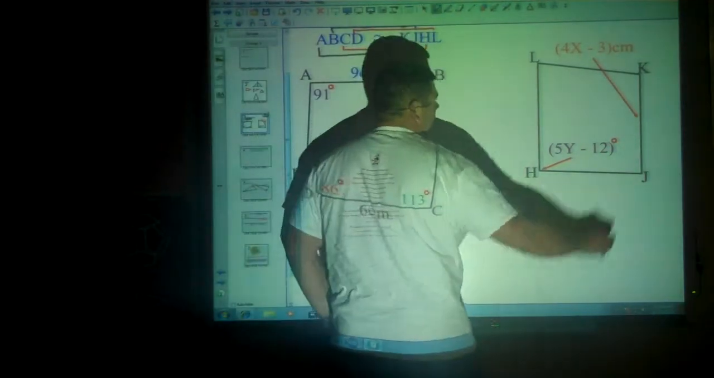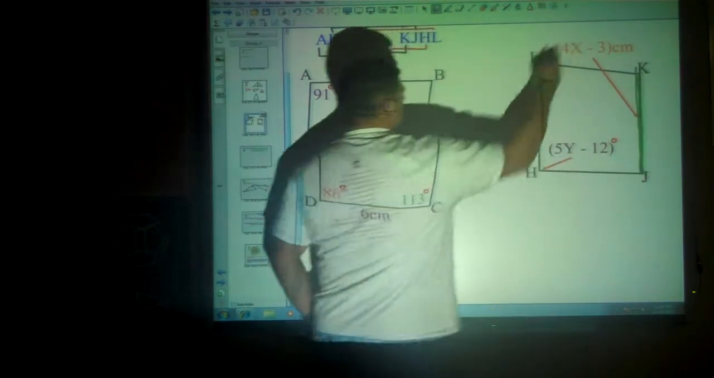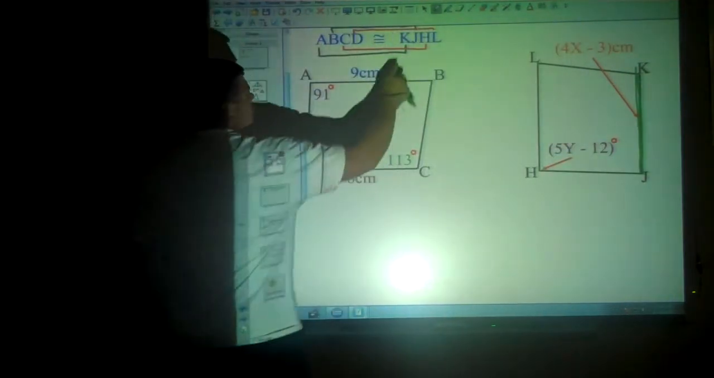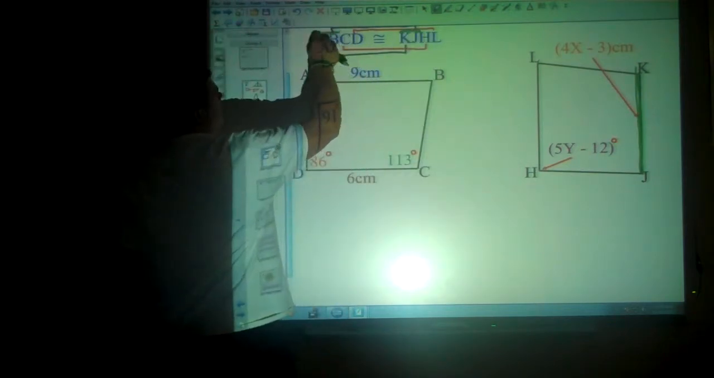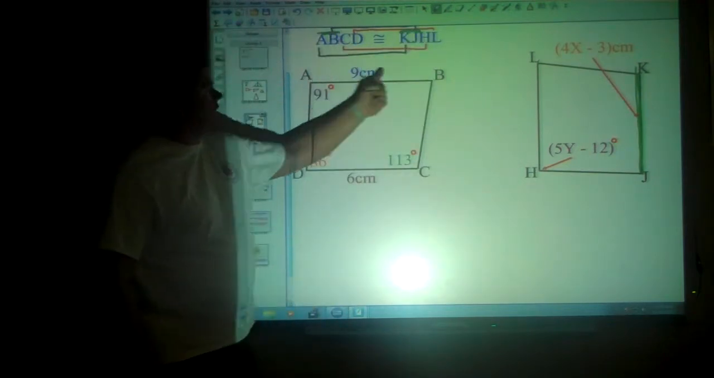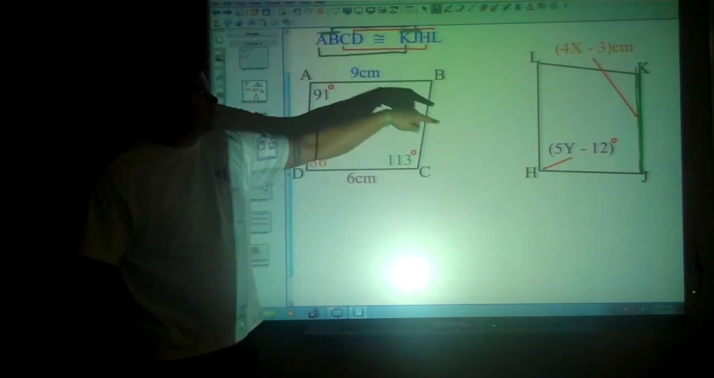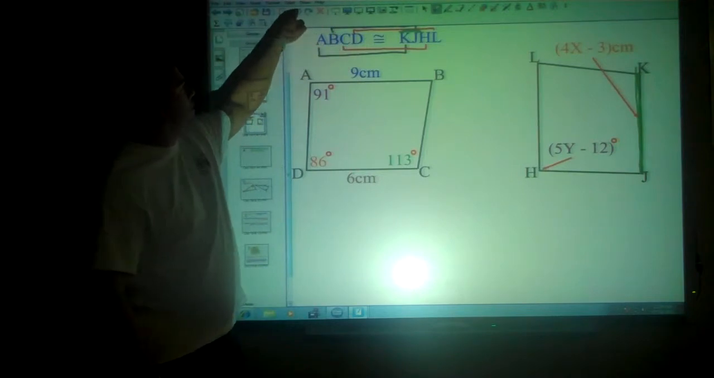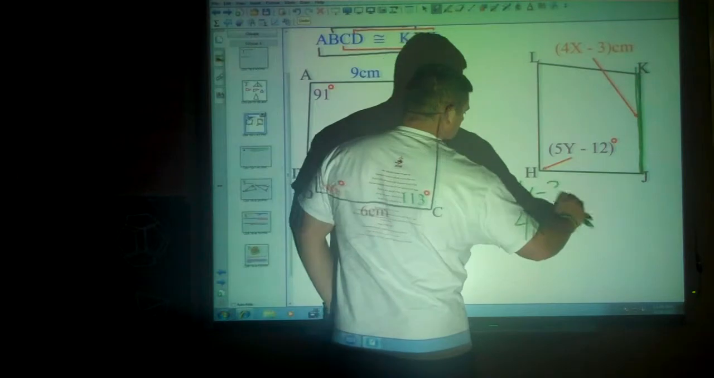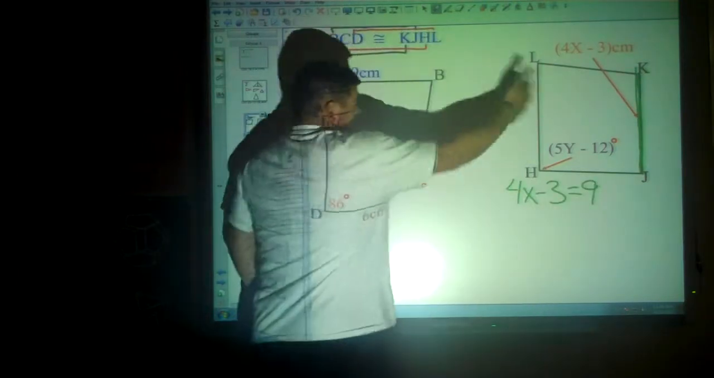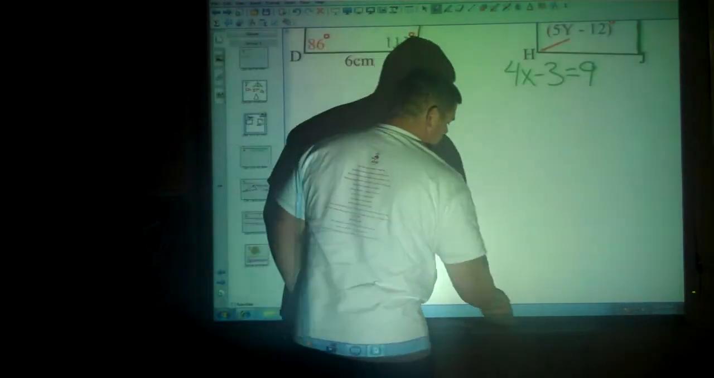This side, K to J, represents the part that has the x that I want. And K to J is right here, which means it's going to match up with A to B. And A to B is 9 centimeters. The fact that they're congruent means that that side K to J has to also be 9 centimeters. So we can now take 4x minus 3 and say it's equal to 9, because that's what it represents.